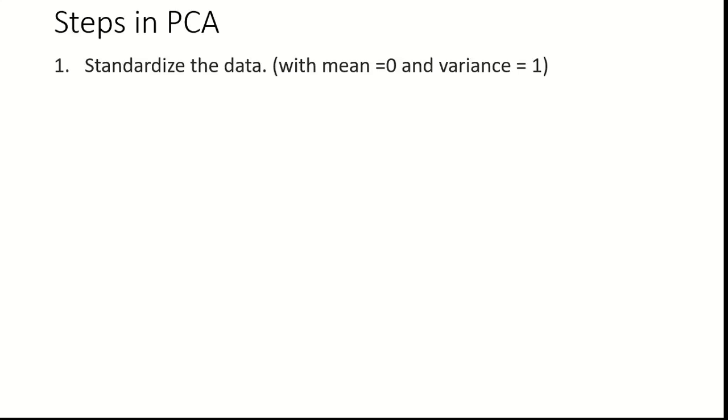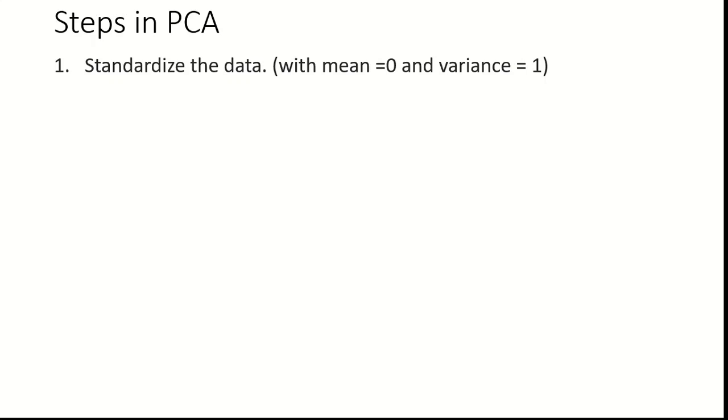Then the steps in principal component analysis. In the first step, we have to standardize the data. Standardize means all the data in all columns should be standardized. Standardizing means the mean of the data should be 0 and the variance of the data in all the columns should be 1. That is standardization.